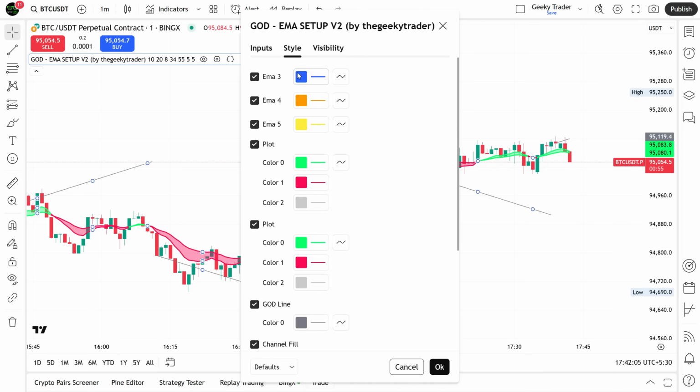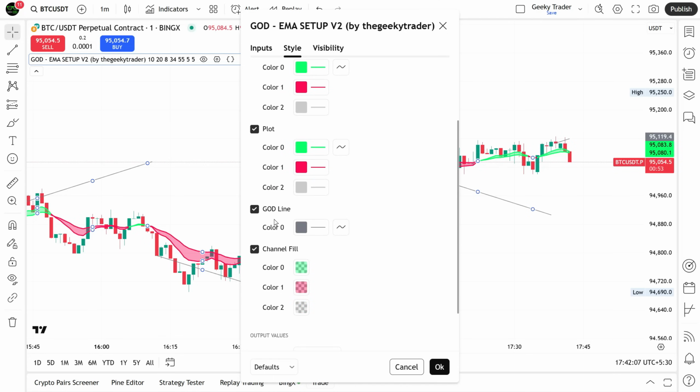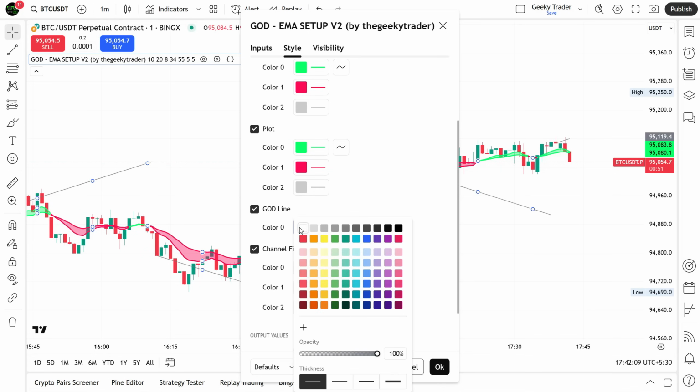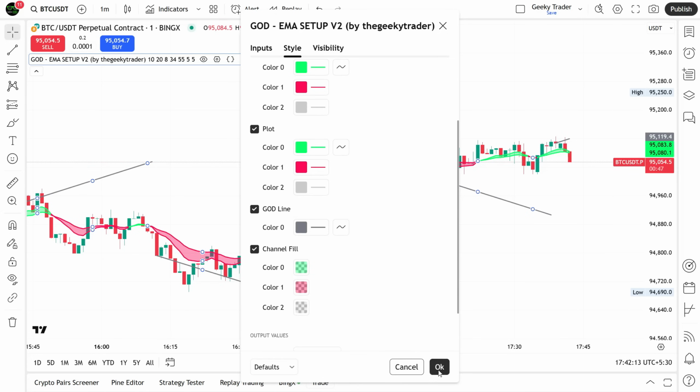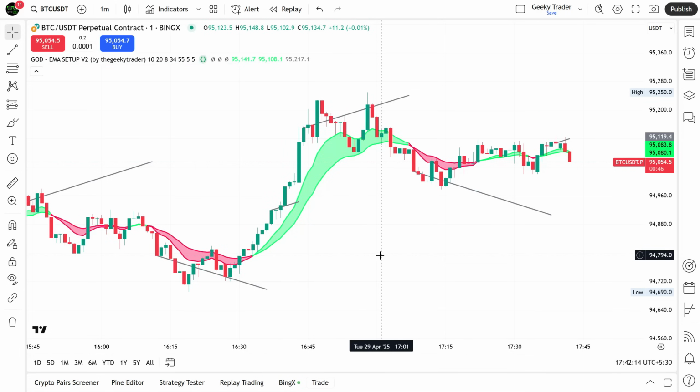Now, hop over to the Style tab, and you'll notice something new there too. You'll see the Godline color settings. This is where you can customize the look of the guideline to suit your visual preferences. Whether you like bold colors, subtle tones, or anything in between, you can tweak it however you like to match your chart style. That's it for the settings overview. Let's move ahead and I'll show you how all of this works in action on the chart.